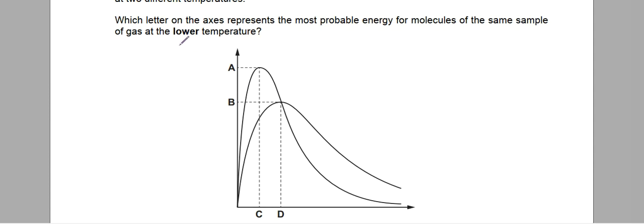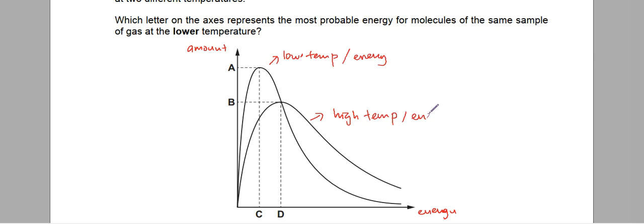First we can identify the two axes. The y-axis is the amount, so how much of it. This is energy. So we can identify that this one is actually the low temperature condition. This is the high temperature condition. So it also corresponds to the low energy and high energy condition.